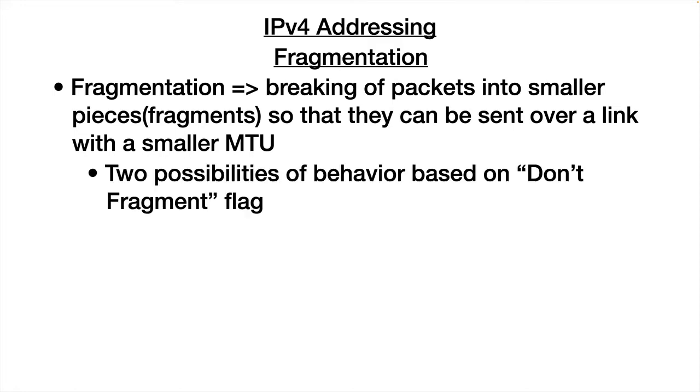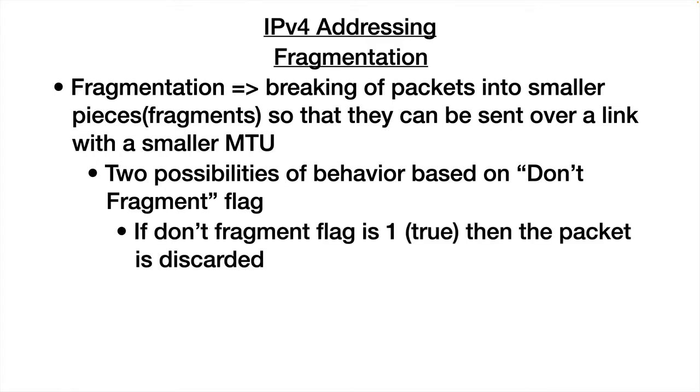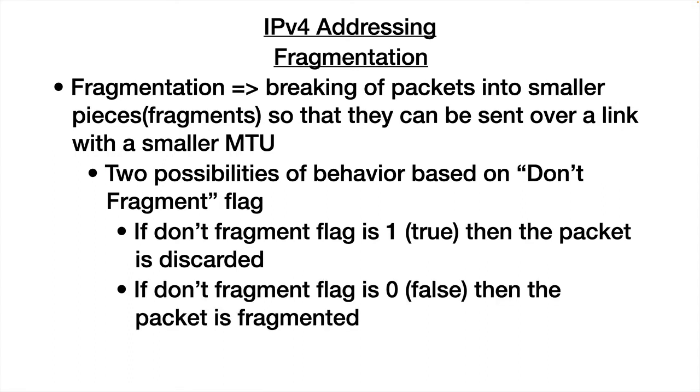Now, when we get in this situation, we have two possibilities that are based on the behavior of the don't fragment flag, which we briefly talked about when we were talking about IP packets. If the don't fragment flag is set to true, then we don't want to fragment the packet for whatever reason, so the router simply discards the packet. If the don't fragment flag is 0, which is false, then we are allowed to fragment the packet. And we'll look at the process and an example for that.